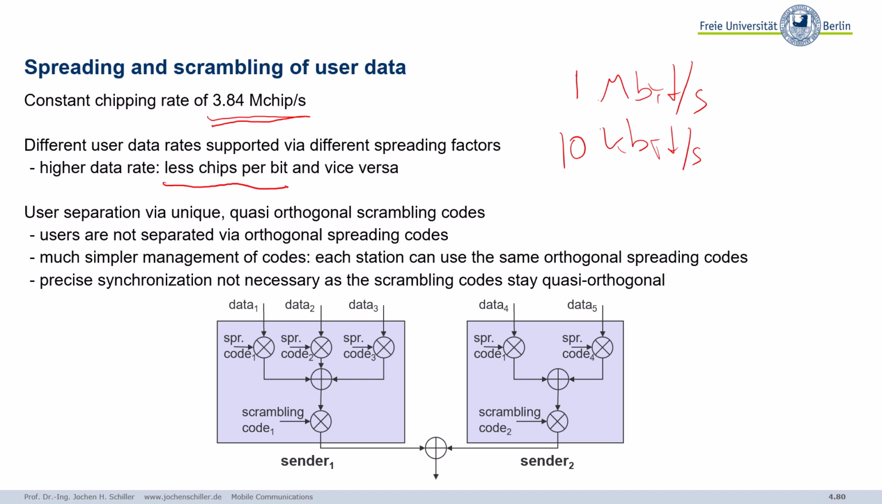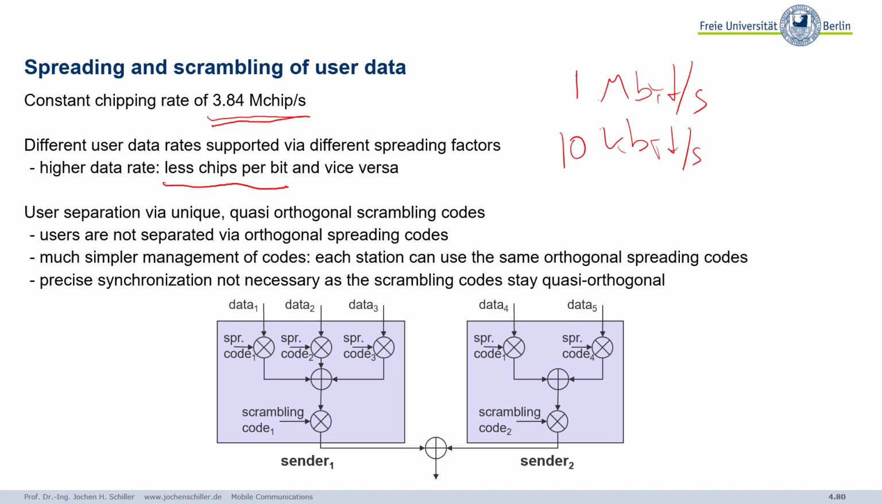But what are the consequences? If you have more chips per bit, that means you spread more, higher spreading factor, that means more robustness. Less spreading, lower robustness. So think of different applications for that. So maybe a not that important but high data rate stream, yeah, that's fine. Lower data rate with a higher spreading factor, maybe for very important control data, that fits as well. Okay, that much about the spreading.